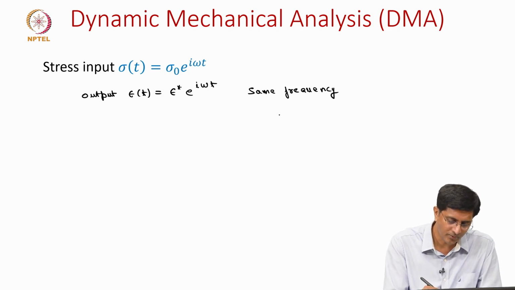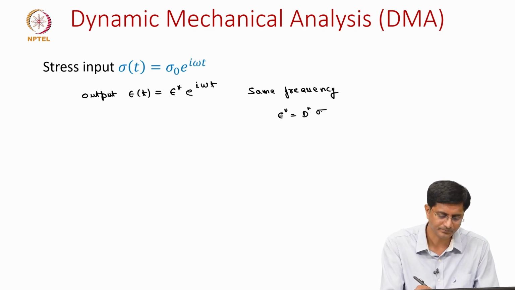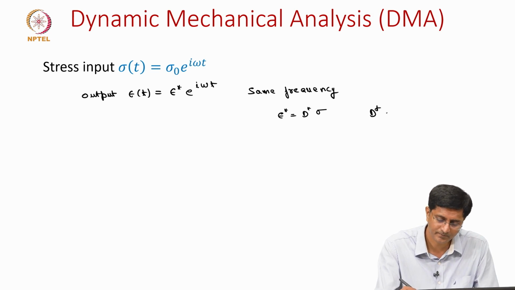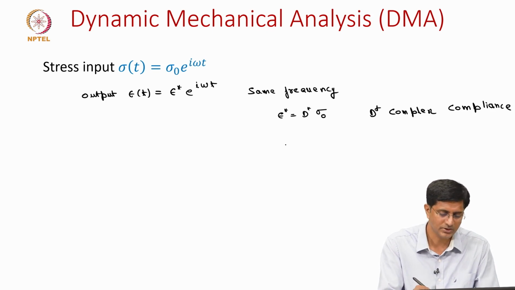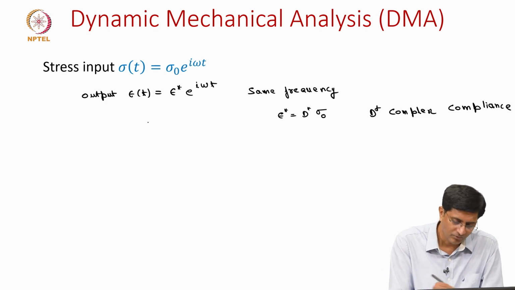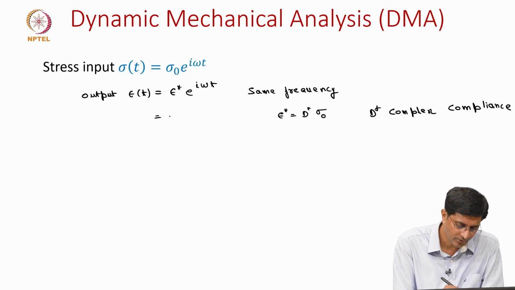Okay. Now, if I am able to write this complex strain as, so here I am able to write this complex strain as D star, which is the complex compliance, times sigma naught, and once we substitute this into this expression, it will be D star times sigma naught e power i omega t.